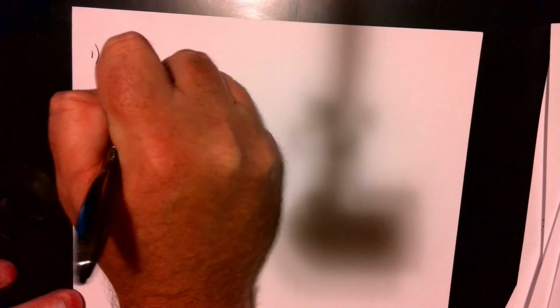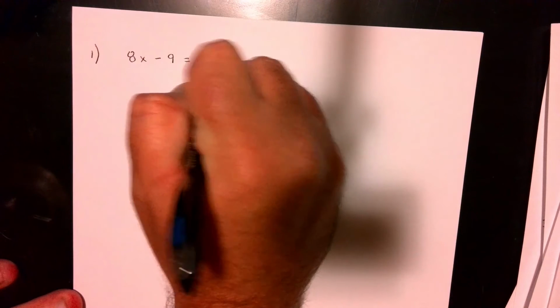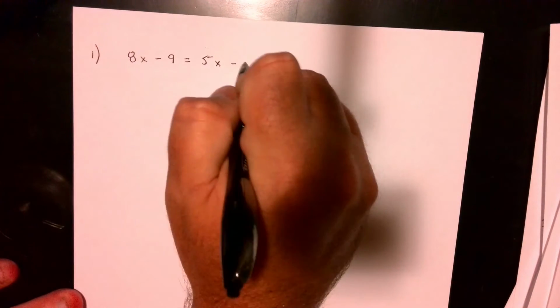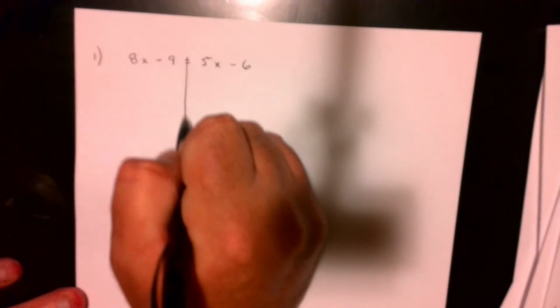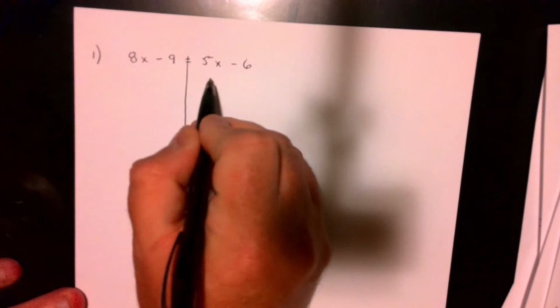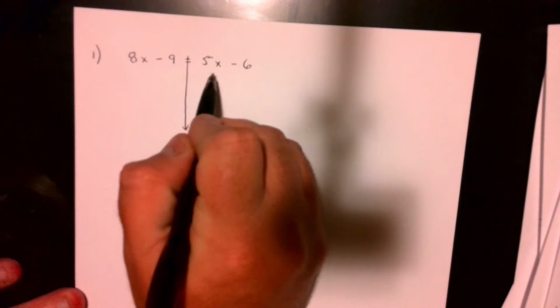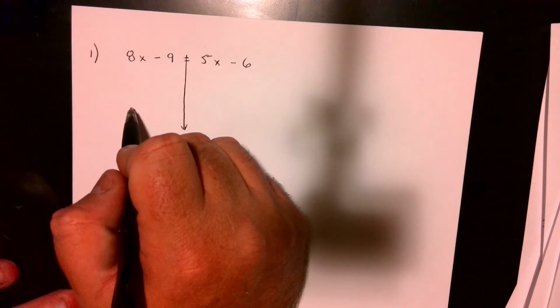If I had the situation of 8x minus 9 equals 5x minus 6. We're going to break this problem in half and get two sides to the equation. Find out what we're solving for. In this case, we're solving for the variable x. X is on both the left-hand side and the right-hand side of the equation. We need to get all our x's together.